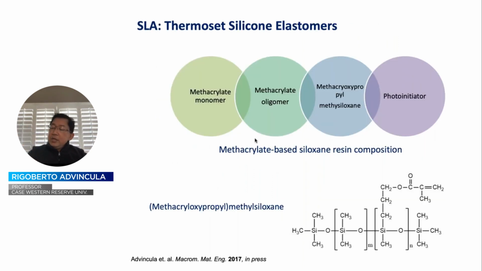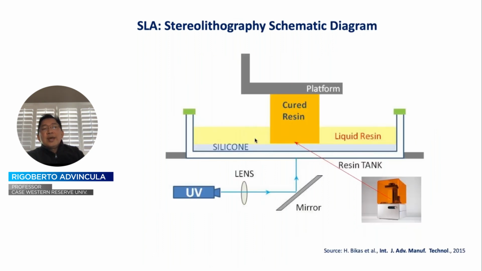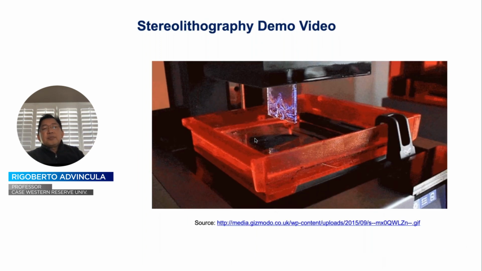Another modification we did was to incorporate silicone materials with the Formlab resins. In this case, we use a telechelic polysiloxane polymer, which incorporates the acrylate groups. So we mix this at various compositions with the commercial resin and 3D printed them using SLA.